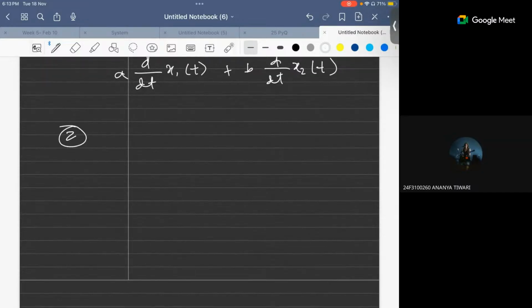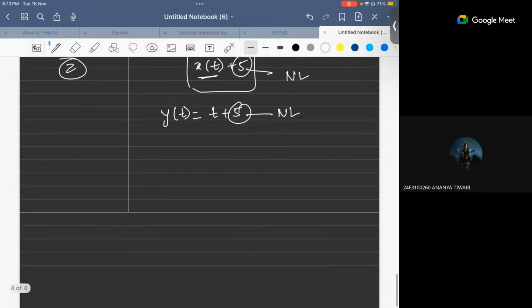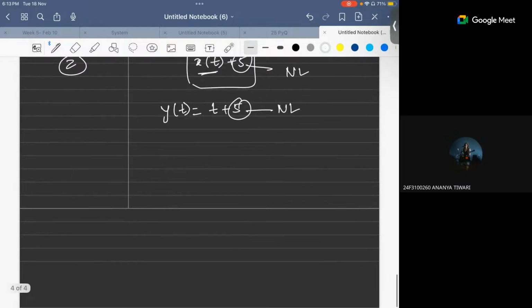Now the second condition that I was telling about: if you are adding some constant, that will also make the system non-linear. For example, the system is x(t) plus 5. This 5 makes the system non-linear. Let's say y equals t plus 5. This 5 will make the system non-linear. You can try it out with additivity and homogeneity also, because you can see that t plus 5, and again, for example, multiplying with 1, or applying t plus 5 again.